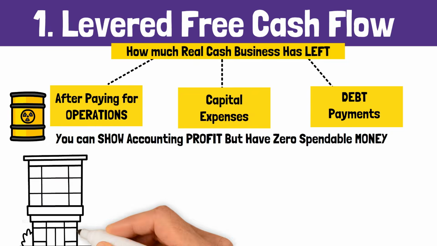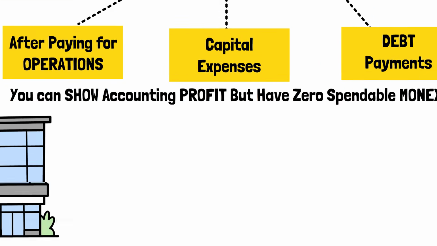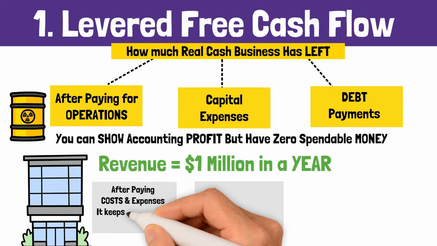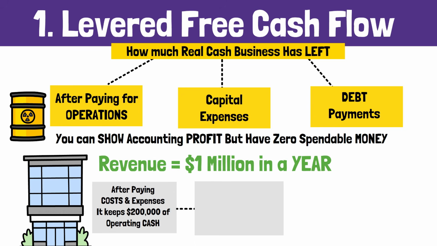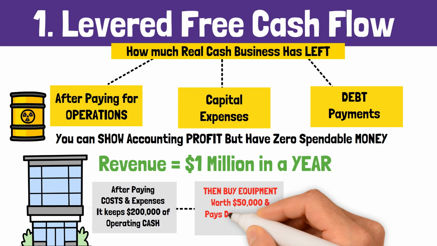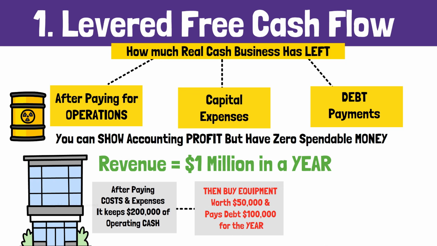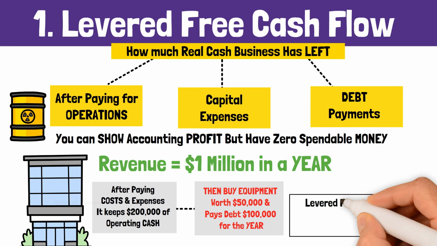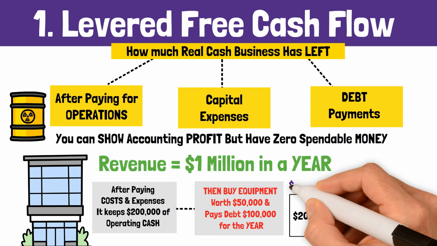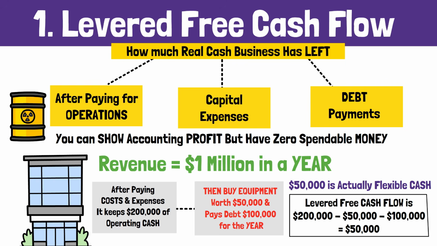For example, a business makes revenue of $1 million in a year. After paying costs and expenses, it keeps $200,000 of operating cash. It then buys equipment worth $50,000 and pays debt worth $100,000 for the year. Levered free cash flow is $200,000 minus $50,000 minus $100,000, which equals $50,000. That $50,000 is actual flexible cash.